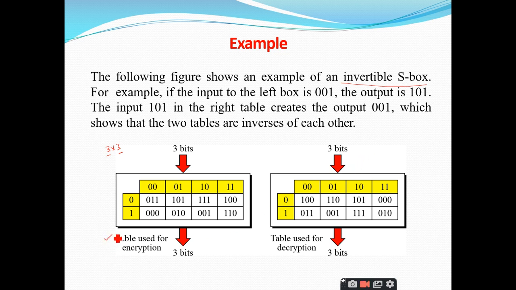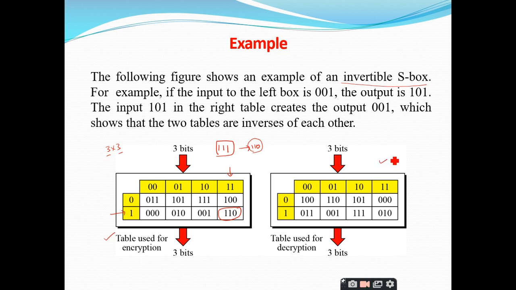Similarly, this is an inverted table. So this is the table that is used for the encryption. Let us see, what is the output for 1 1 1 from this encryption table? 1 1 0, sir. 1 1 1 means you have to take the leftmost bit here, and the cross section is 0. So the output is 1 1 0. Now I say that this particular box is invertible. That means the inverse of this box will create 1 1 1 when we give the input as 1 1 0, right?